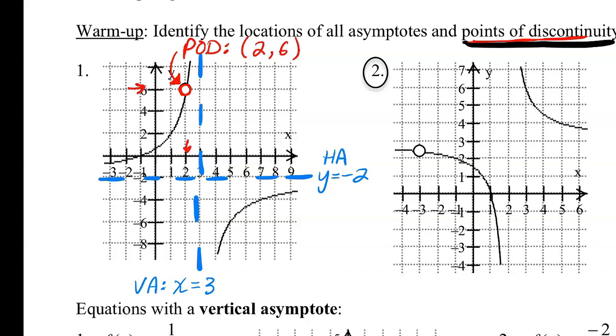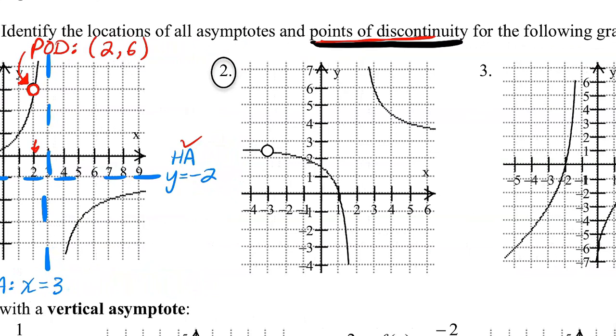And we'll talk later in this lesson about how to determine where a point of discontinuity is going to occur based on the equation. But just visually on a graph, we try to make the circle pretty obvious where that point is. Now, technically that point would be really, really small, but we have to make it a big circle so you can see it. So that's it for number 1. We've identified the two asymptote locations as well as the location of the point of discontinuity.